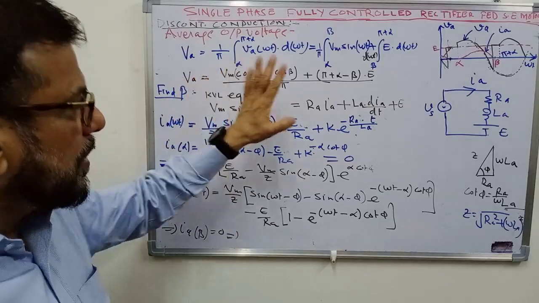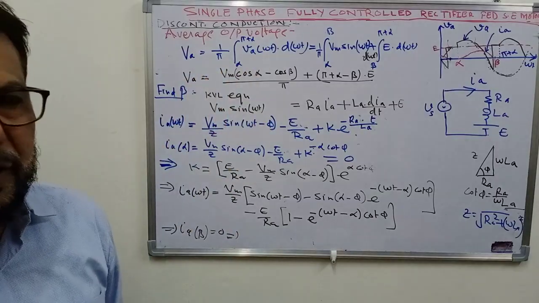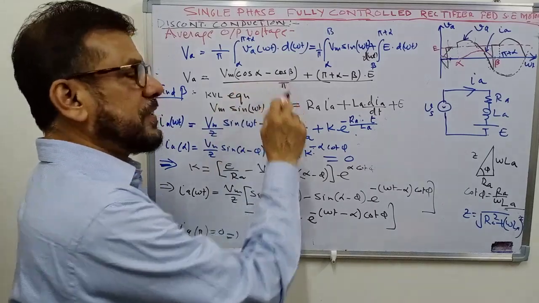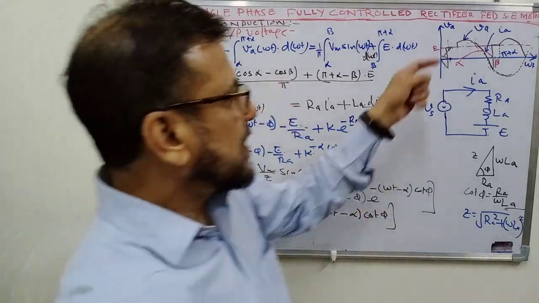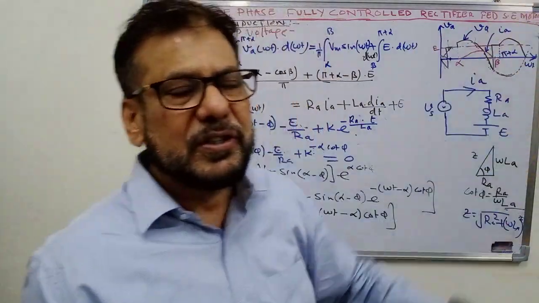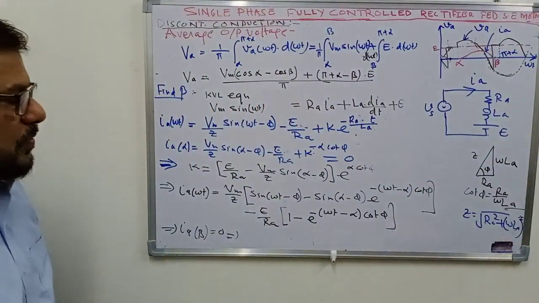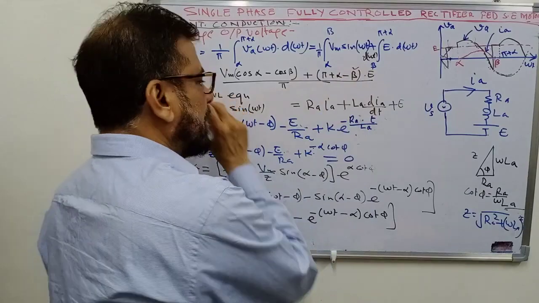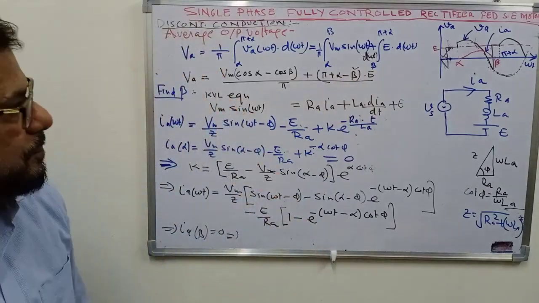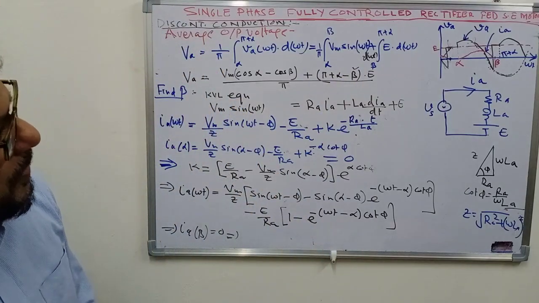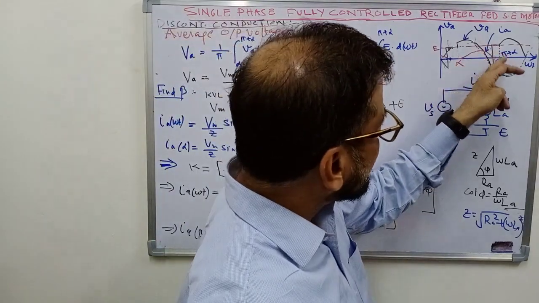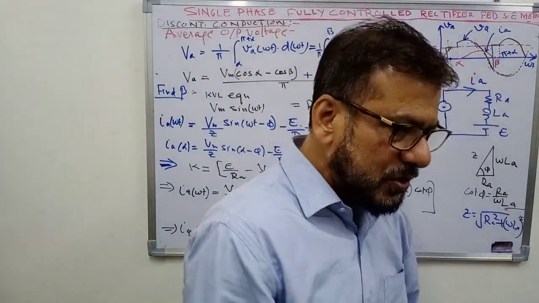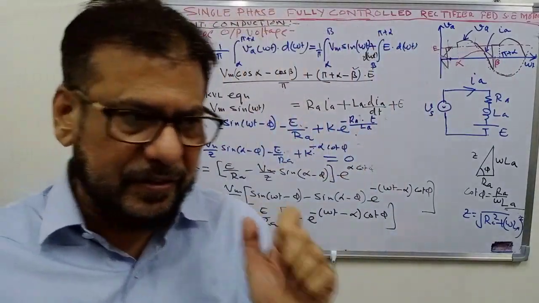So this is also simple, but there is one difference here. You know what alpha is, but you don't know the value of beta. The instant at which the current falls to zero is not known to you. So you have to determine the value of beta if you want to know the average output voltage. For that, you have to write the equation for the current that varies during alpha to beta. You have to write the equation for this current.